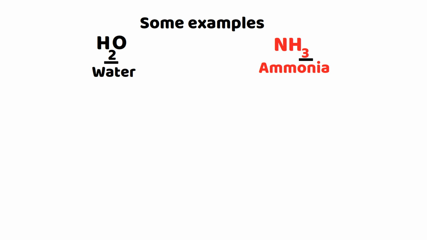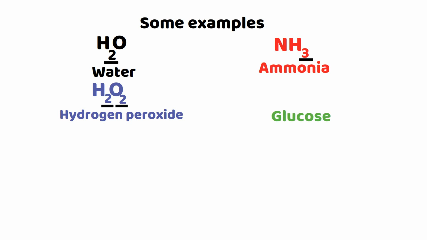Also, the subscript 3 written with hydrogen shows that there are 3 hydrogen atoms in one molecule of NH3. Similarly, the molecular formula of hydrogen peroxide is H2O2. The subscripts 2 with hydrogen and oxygen mean that there are 2 hydrogen atoms and 2 oxygen atoms in one molecule of hydrogen peroxide. Also, the molecular formula of glucose is C6H12O6. The formula shows that there are 6 carbon atoms, 12 hydrogen atoms and 6 oxygen atoms present in one molecule of glucose. Now, let's see the number of atoms in some formula units of different ionic compounds.